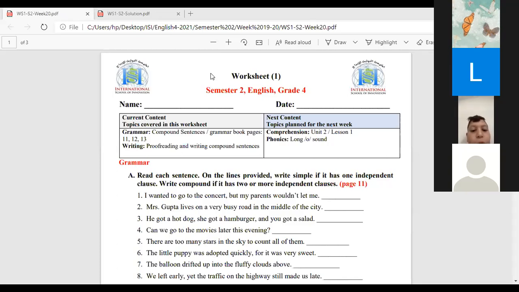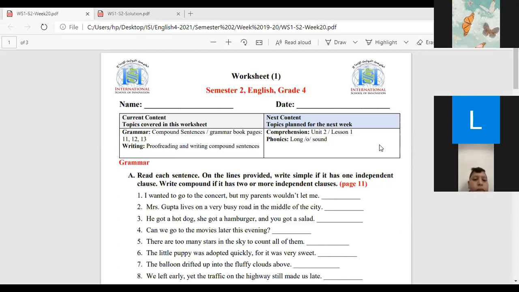I wanted to go to the concert, but my parents wouldn't allow me. It's a compound sentence. Thank you, Ali. Excellent. Noor, can you solve the second one, please?